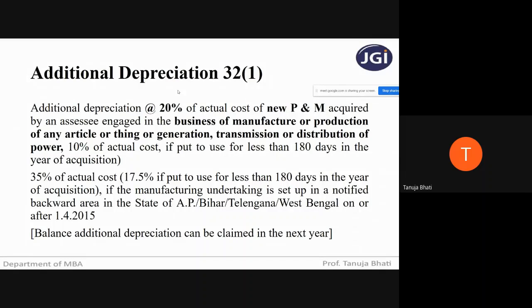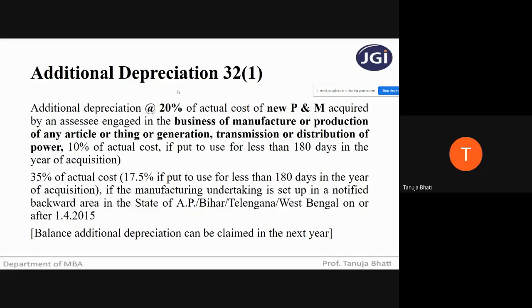Now, suppose he's into the business of trading, he is not going to get additional depreciation. So pay attention to these minute things. To whom is additional depreciation given? Only and only to the SSE who is acquiring new plant and machinery and is in the business of manufacturing or production, or either generation or distribution of power.